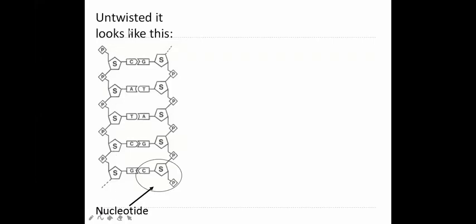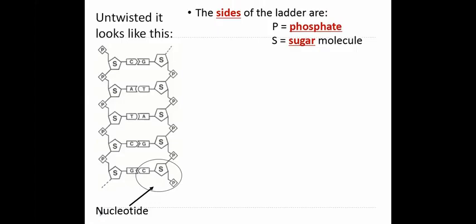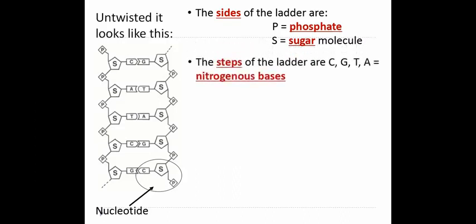What we have is that the sides of the ladder, imagine this as a ladder, have a phosphate and a sugar molecule. Phosphate is on carbon number 5 of the sugar molecule. These are the sides of the ladder. Then the steps in between, where you step, that's where we have the nitrogenous bases. If it's DNA, we are talking of C, G, T, A. These 4 bases are found in DNA.